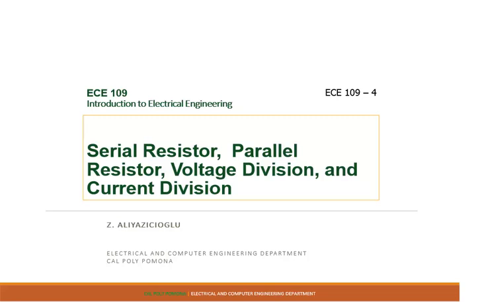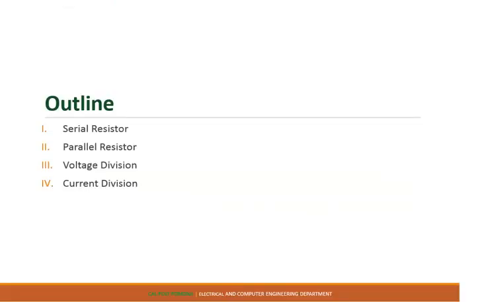Hi everyone, this is EC 109, Introduction to Electrical Engineering, lecture note number 4. In this section, we're going to cover serial resistors, parallel resistors, serial and parallel combinations, voltage division, and current division.